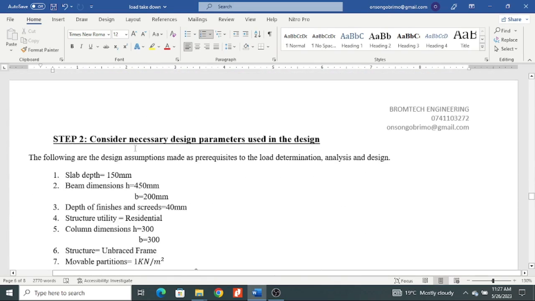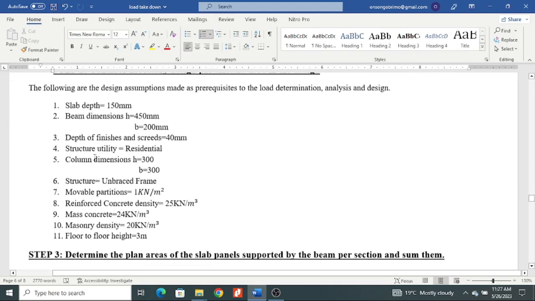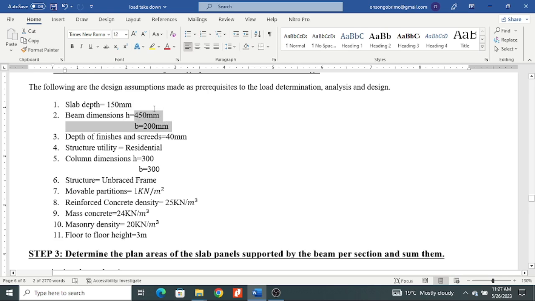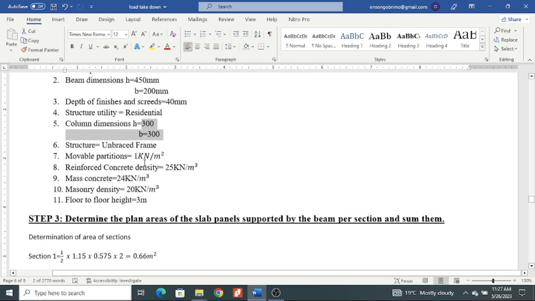Secondly, after doing that, consider the necessary design parameters that I'm going to use in my design. One of them is the slab depth. This is also governed by my spans. The beam dimension, remember I had done my preliminary design and detailing, and this is my preliminary details. Depth of my finishes, if I'm going to do screed, styling, I've determined they're going to be 40 millimeters thick. And then the utility of my structure, I stated this from the beginning, it is a residential structure. And then column dimensions are 300 by 300 millimeters.